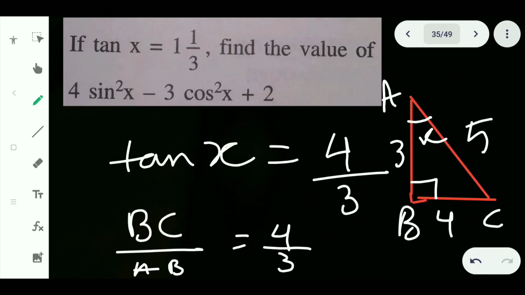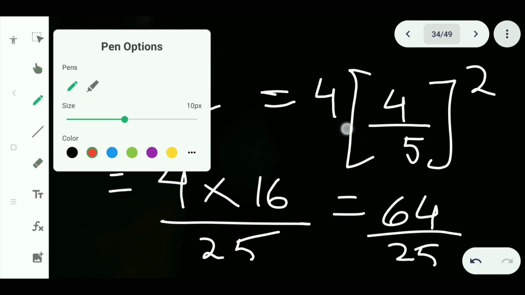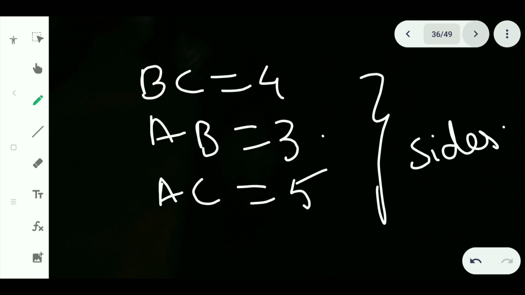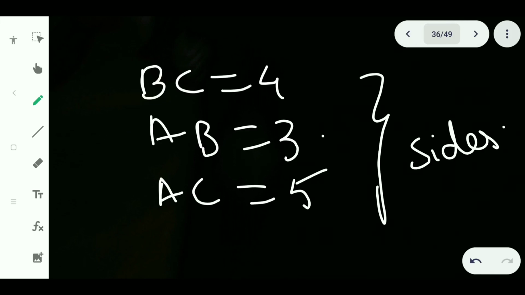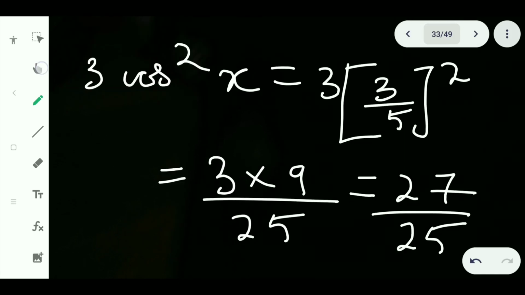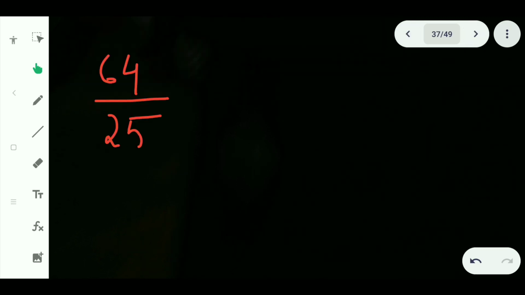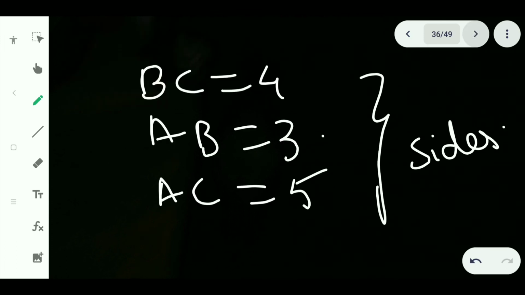So let us group it together. We are having 4 sine square x as 64 divided by 25. And next is 3 cos square x, that is nothing but 27 divided by 25, plus 2. This is minus and this is plus.